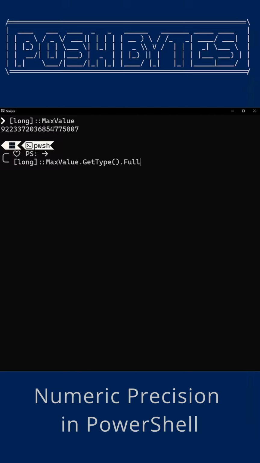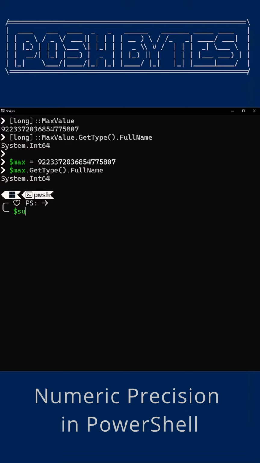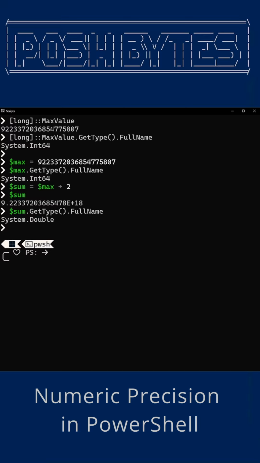Send a value over the top, and PowerShell promotes it to double, and that promotion is where you can lose precision. Adding a small number may seem harmless, right up until you discover your once precise integer has transformed into a System.Double and displays in scientific notation.